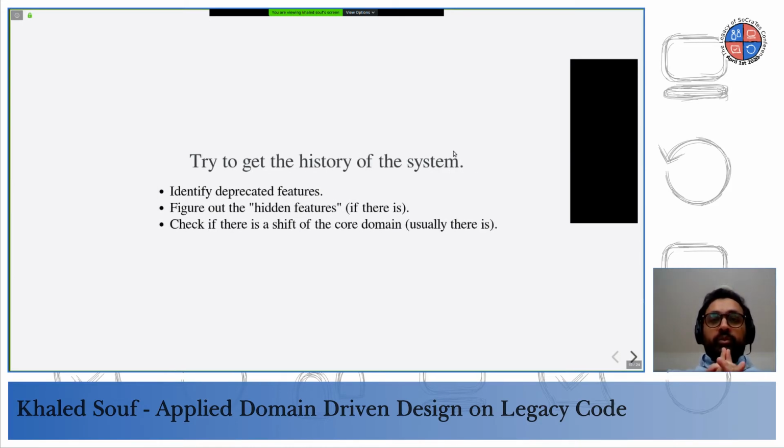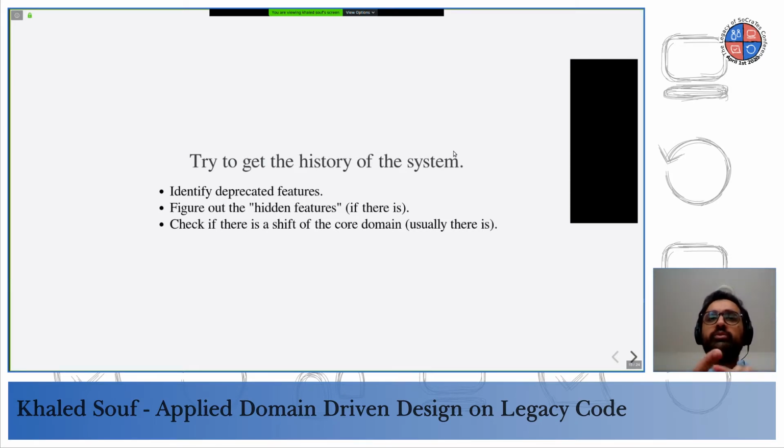So from what we've done in the workshop to get that lost knowledge, we're going to find three things mostly. You're going to identify the deprecated features. Some features are not used anymore; they were used at some point, but right now they are obsolete, so we don't need them at all.